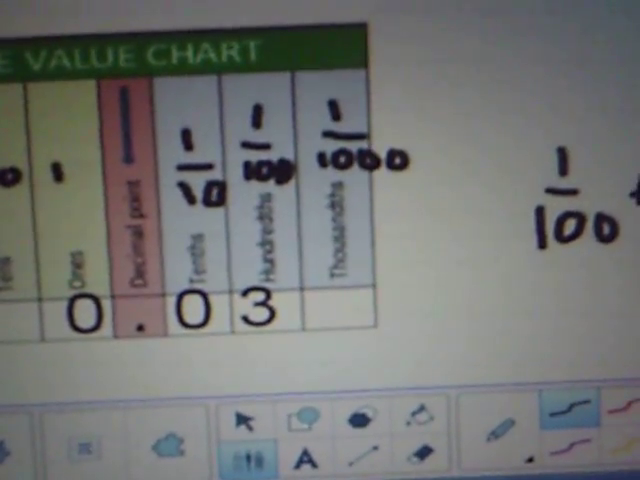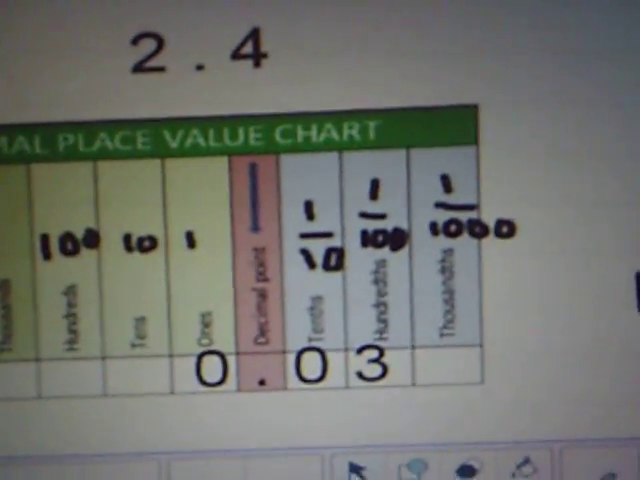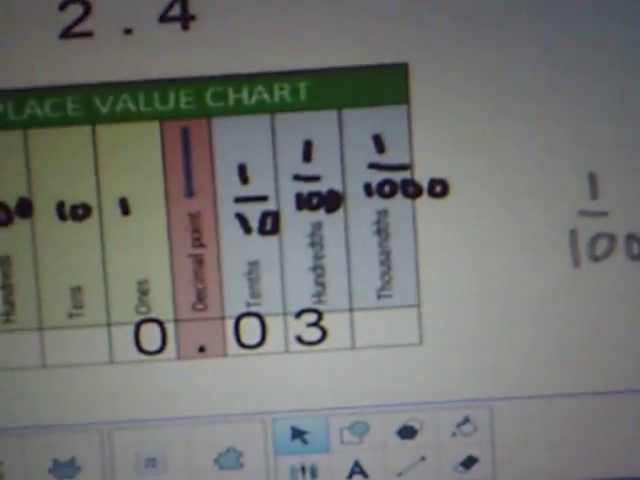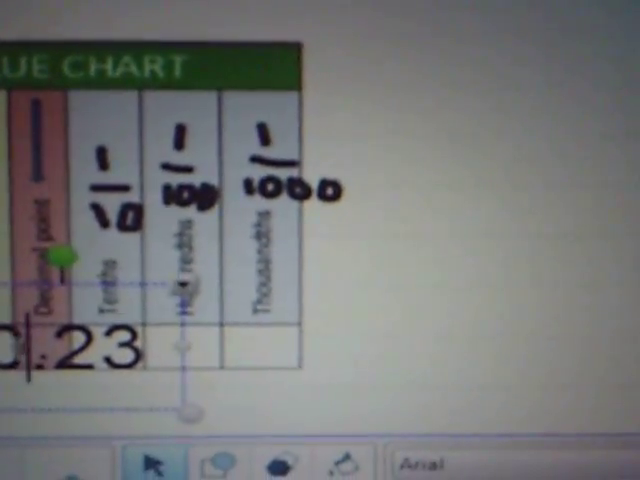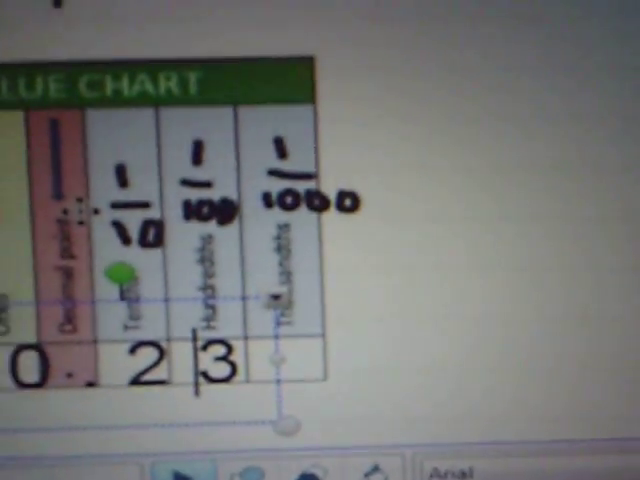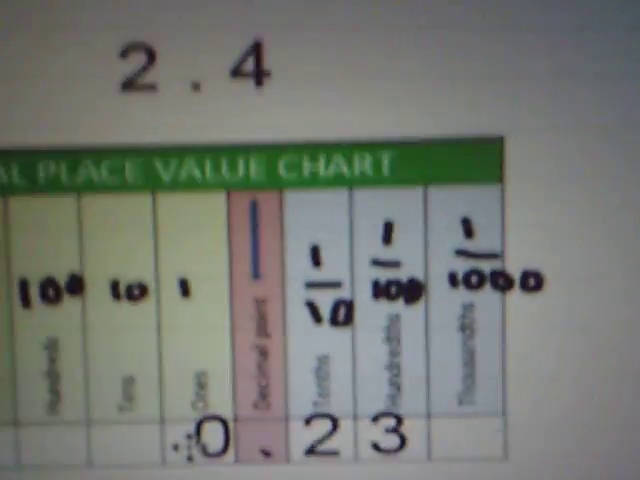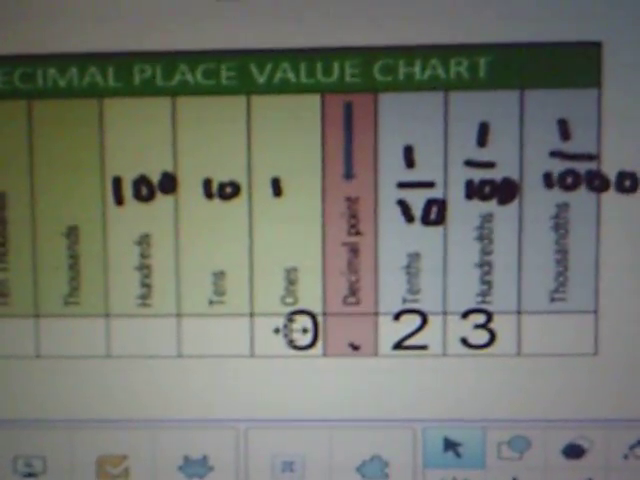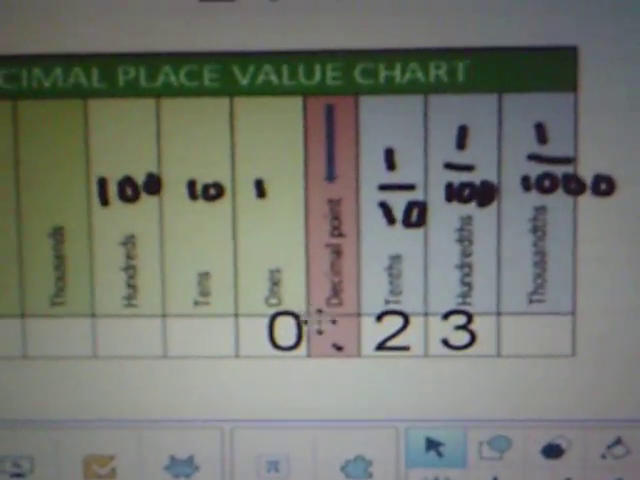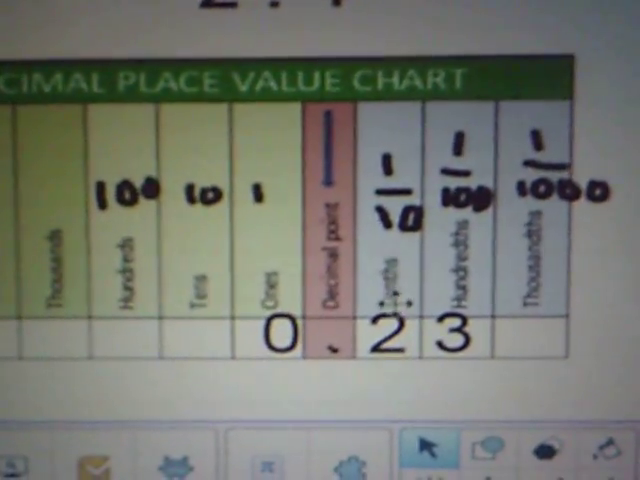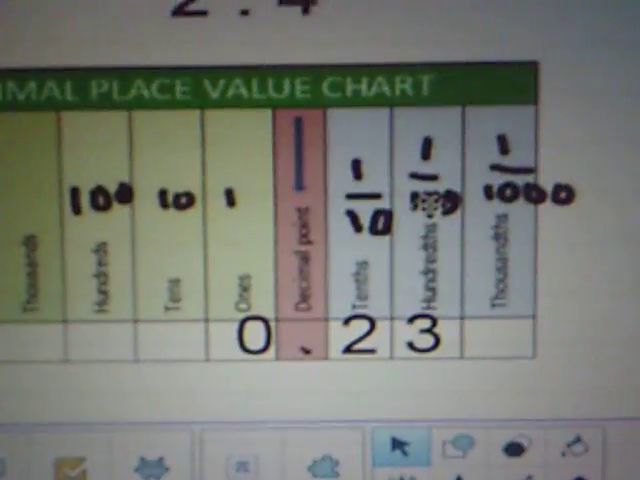Okay? Let's try the last one. The last number we have is 0.23. Move it into our place value chart. Let me space that out a little. 0.23. It's in the place value chart properly. There's a 0 in the ones place, no whole numbers. There's a decimal point. There's 2/10 and 3/100.